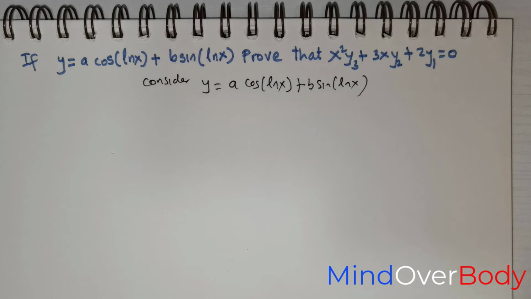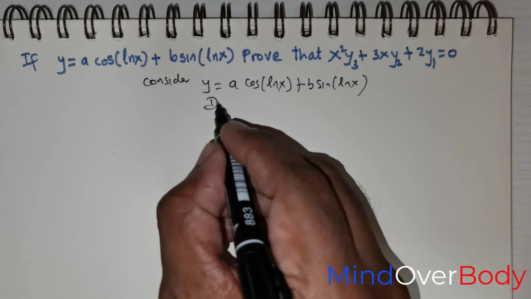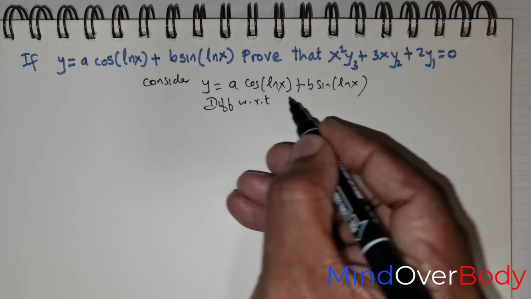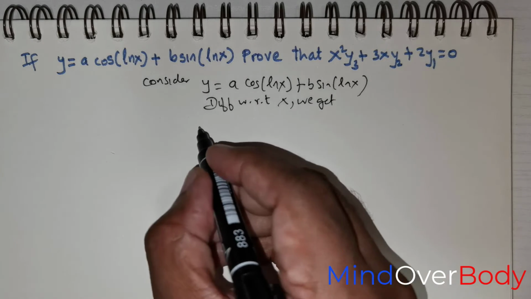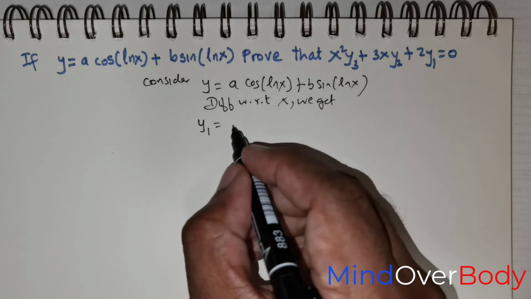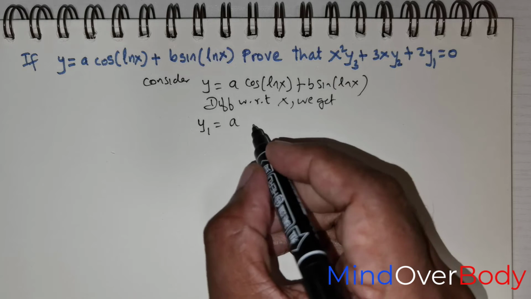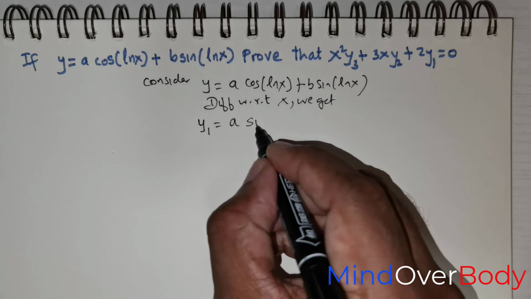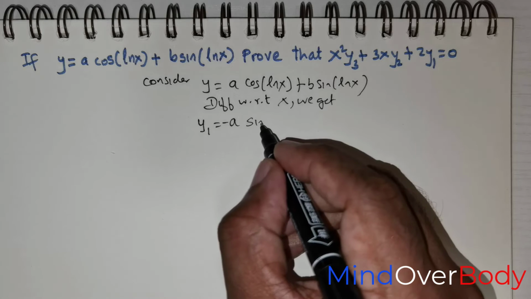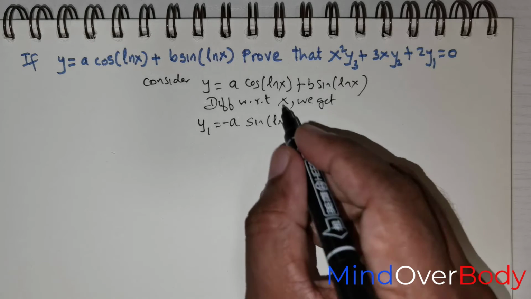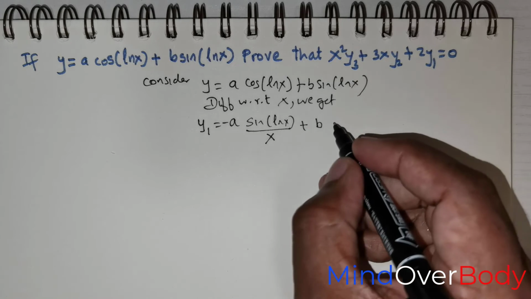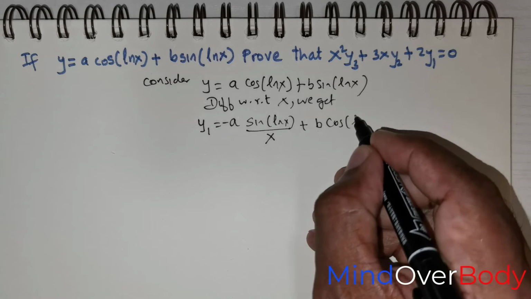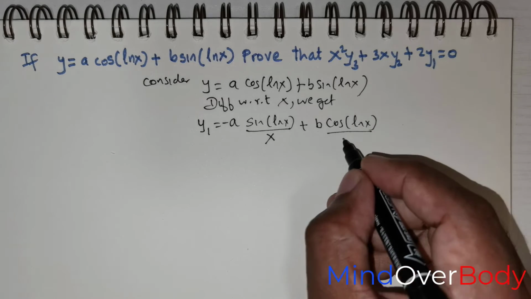Now we will have to perform the differentiation. So I'm going to state here, differentiating with respect to x, we get, so differential of y would give us y1. So this is a times differential of cos is going to be sine, of course there is a negative sign there, so it's going to be sine of ln x times differentiation of ln x, that's going to be 1 over x, positive b times differentiation of sine is going to be cos of ln x times differentiation of ln x is going to be 1 over x.